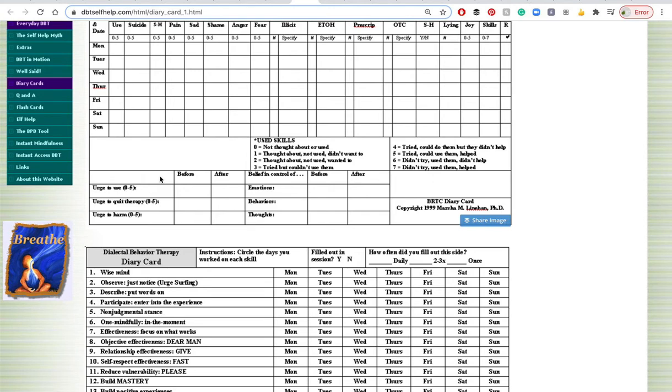And it also discusses how things were, your urge to use, your urge to quit therapy, and your urge to harm, before and after. The urge to quit therapy one is in DBT. I know this is kind of a lingo thing, and there's a lot of lingo in DBT, but from the provider side, as a DBT therapist, there's a lot of discussion about people starting DBT, more often than not, and for understandable reasons, so no judgment there, quitting DBT. They find it very difficult.